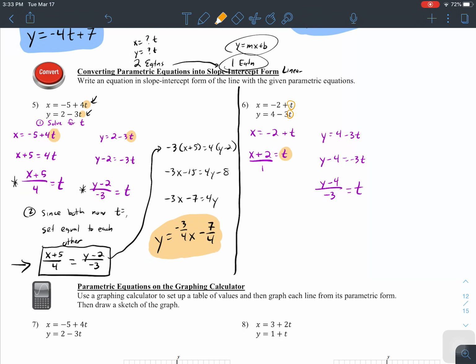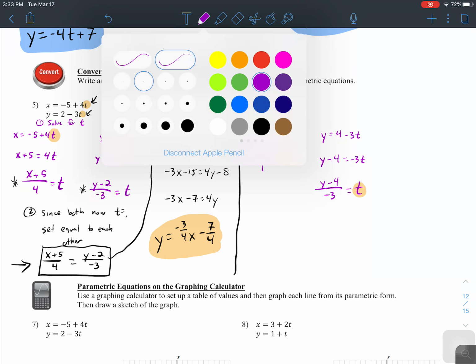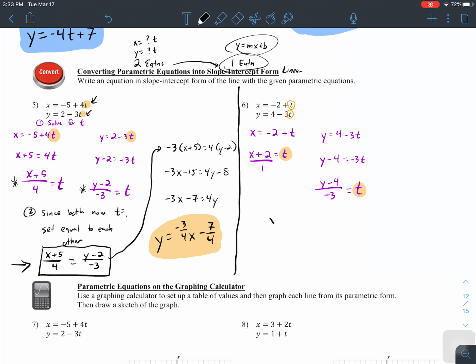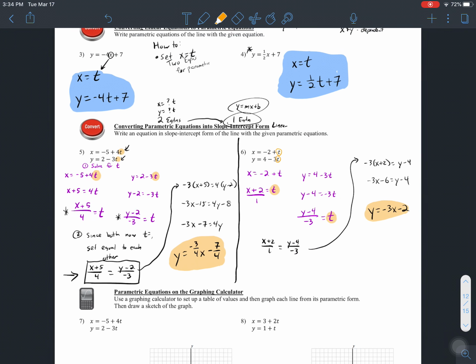And because they both are solved for t, I can now set them equal to each other. I could say x plus 2 over 1 equals y minus 4 over negative 3, and my two equations become 1 with just x's and y's, no more t, which means I can go into linear form. And I can do that by going back and thinking cross multiplication. 1 times anything is just itself, so I'm going to leave that as is. So negative 3x minus 6 equals y minus 4. Slope-intercept form, y equals negative 3x minus 2. There it is, my final answer.